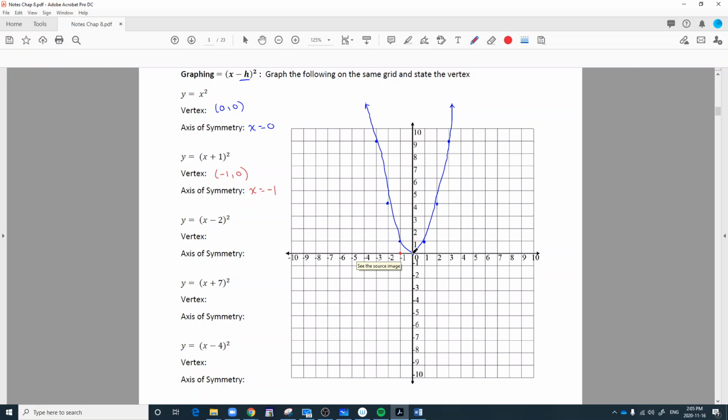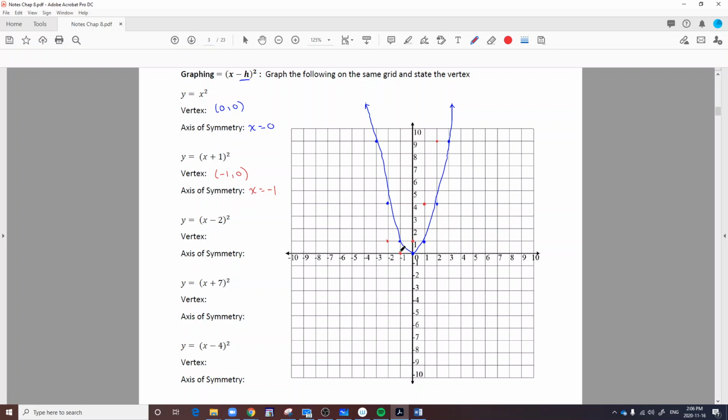If I put in an x value of 0, I'm going to get a y value of 1. If I put in an x value of 1, I'm going to get a y value of 4. If I put in an x value of 2, I'm going to get a y value of 9. So if you were to do a table of values for this, right? When I put in x is 0, 0 plus 1 is 1, 1 squared is 1. I get this same shape.